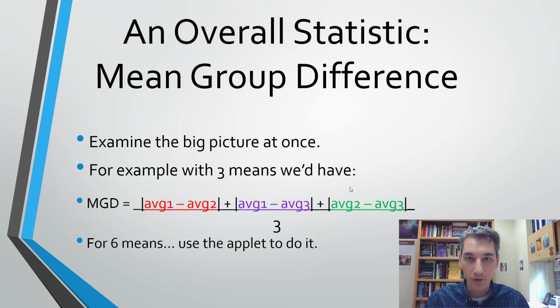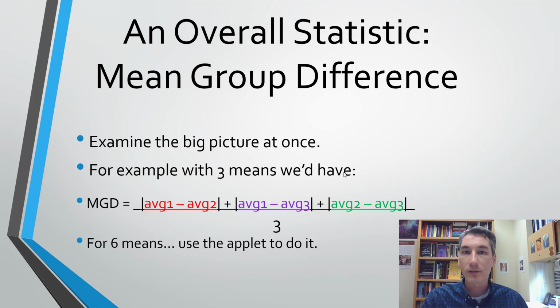Just for an example, what if you had 3 different means? Well, you would have sample mean 1 minus sample mean 2, comparing 1 and 2. You could compare 1 and 3, and you compare 2 and 3. And what we're going to do is take the average of the positive versions of those differences. So we subtract each pair, get a difference, make it positive, so we take the absolute value, and then find the average. So if there's 3 of them, we're dividing by 3. If you had 4 groups, there's actually 6 comparisons, so you would divide by 6 in that case.